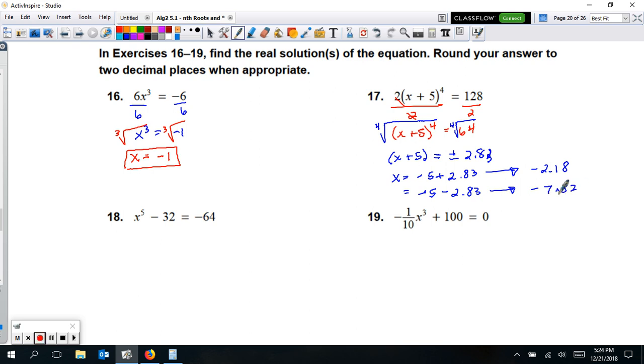Alright, so go ahead and stop the video. Try to solve maybe these two using your roots. Remember, the roots have to be the same as the power. So try to do that on these two, and then check your work by starting the video again.